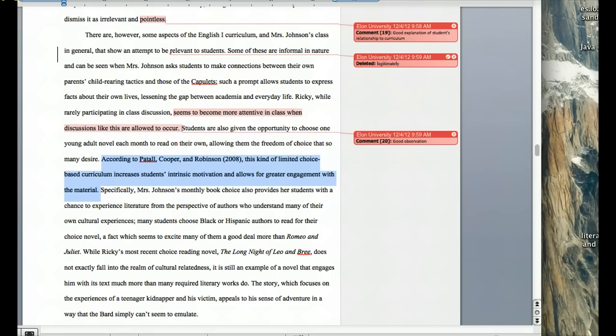This is a nice use of an outside source. You don't have to use outside sources in your case study, but where appropriate, they can definitely add some value. And this is a case where the author is bringing something in that they've learned in another class.